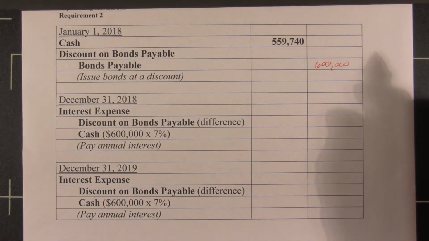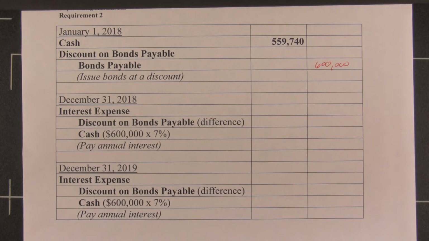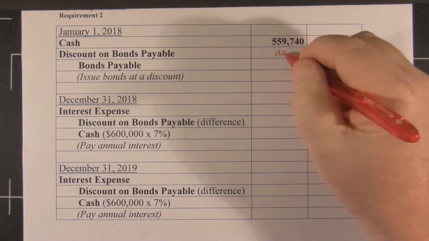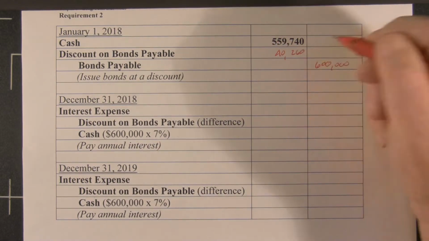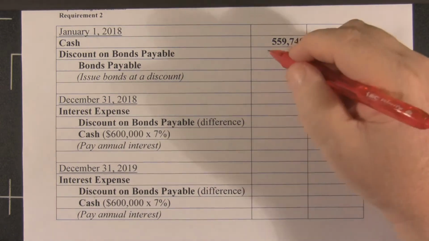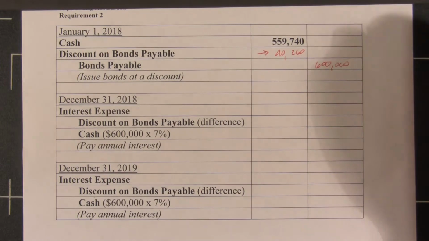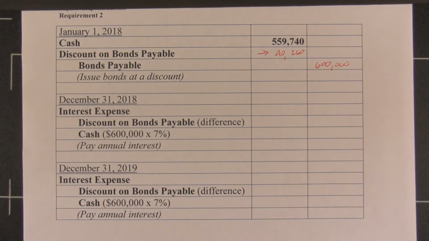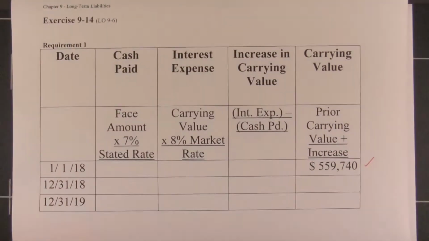And altogether, let me get that number, I should have done that. That's $40,260 discount on bond payable. That's the amount we're going to be using up as this bond marches towards maturity.